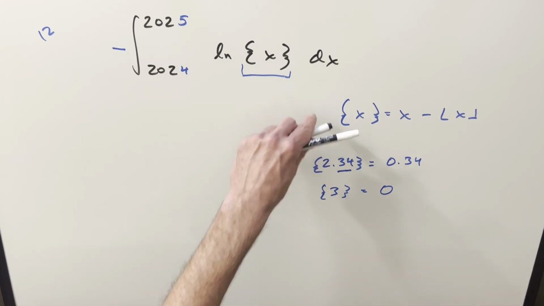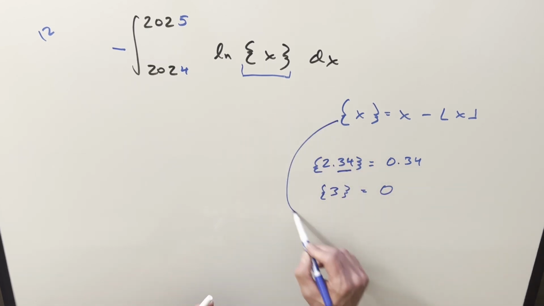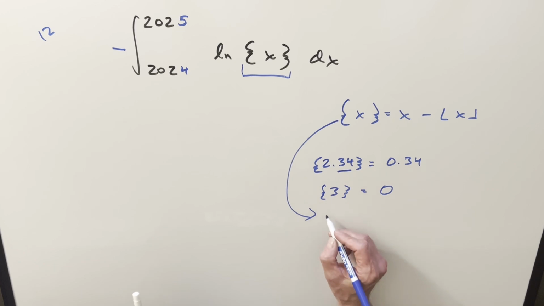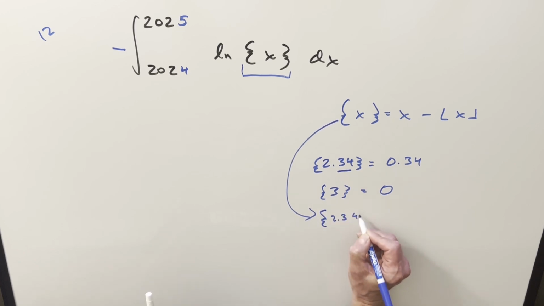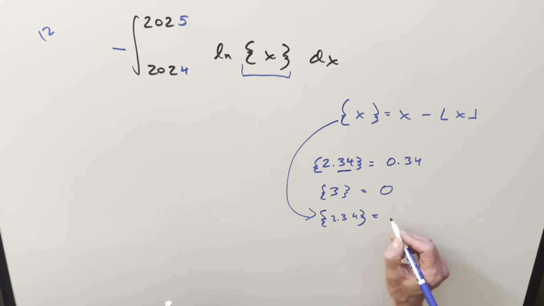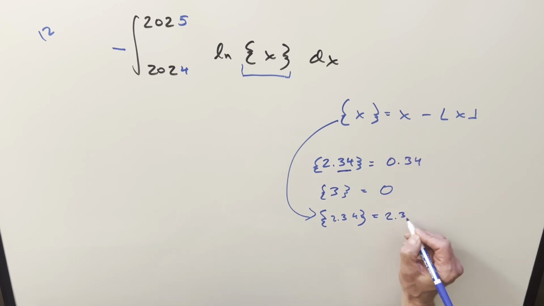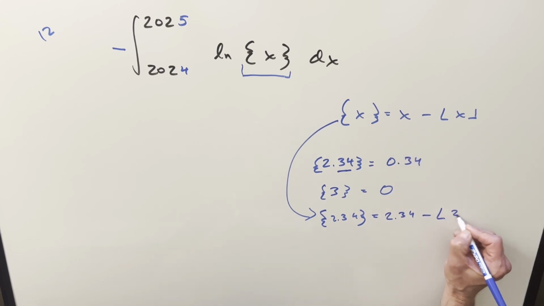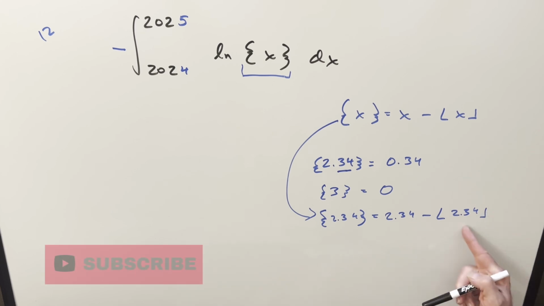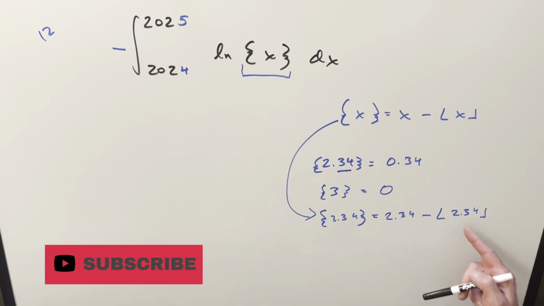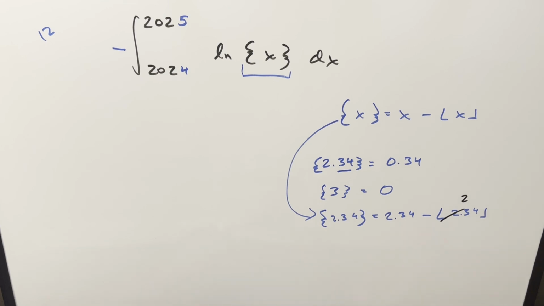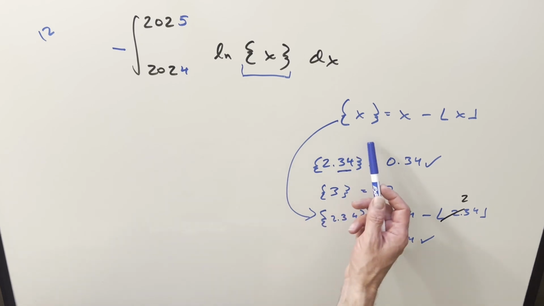Another way to look at it is with this formula right here. Same thing: if we write 2.34 again and use the formula on it, it's going to be 2.34 minus the floor of 2.34. But what the floor is going to do is round it down. So for 2.34, it rounds it down to 2. Subtract it off, we get the same value, 0.34. So we can use this with our integral, and I think that will help.